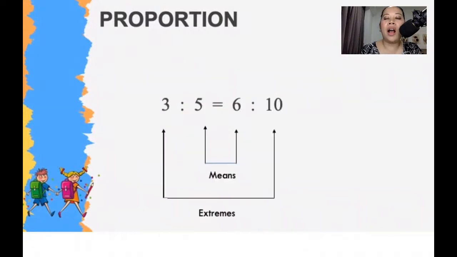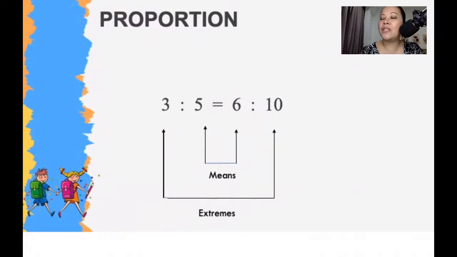So if you are asked to solve problems with proportion, the most important thing that you have to understand is how do we solve it? What is the operation for proportion? The operation for proportion is multiplication. Okay, so if you have two ratios here in a proportion, you have to identify your means and your extremes.